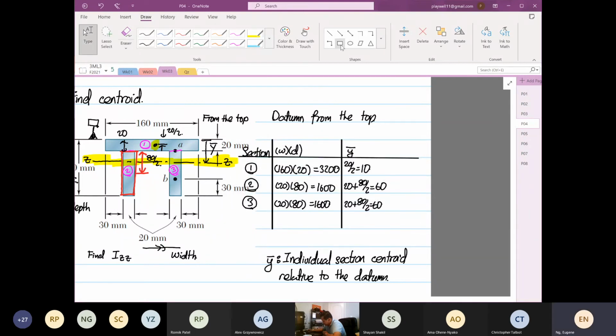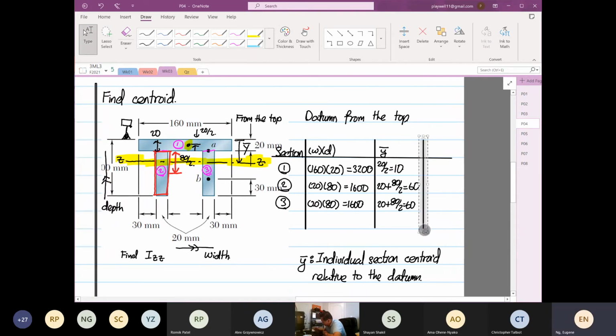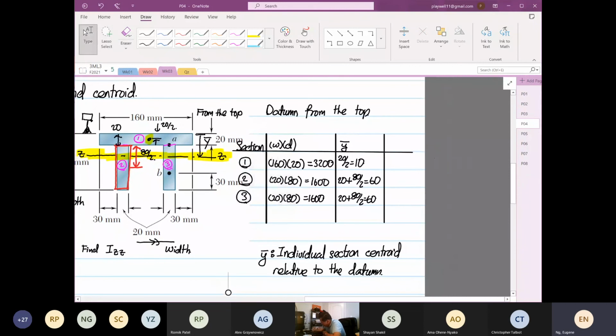And the last one. Okay, the last column is you multiply horizontally. So it's W, D, and Y bar. So this is equal to 32,123,160 times 60, 96,123, same thing.